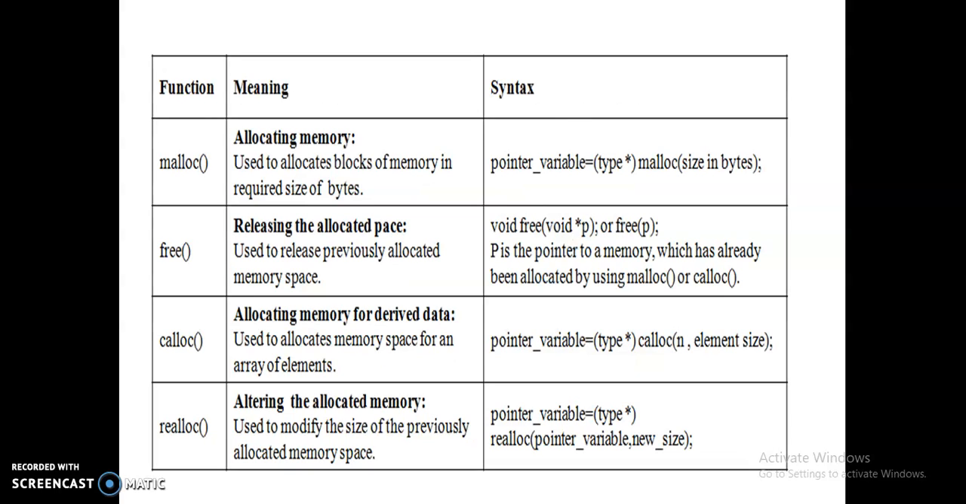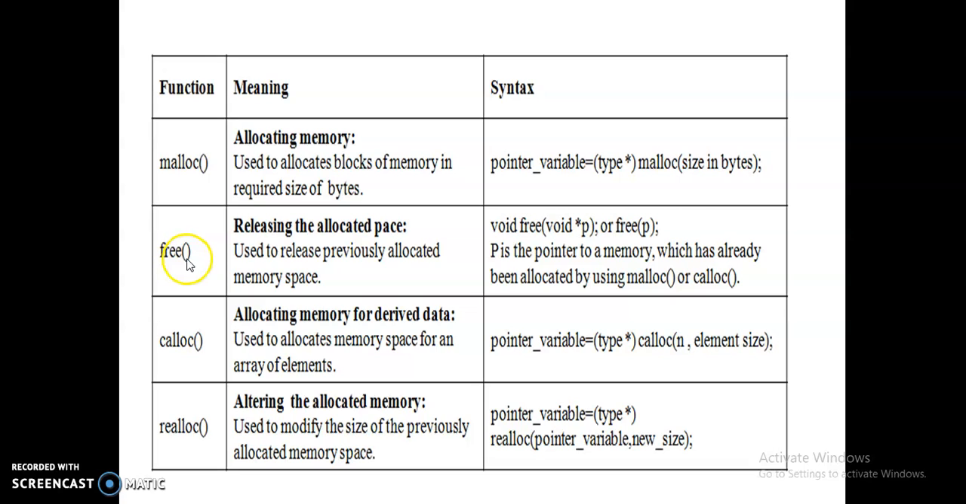So these are the 4 dynamic memory allocation functions. The first one is malloc, allocating memory, used to allocate a block of memory of the required size in bytes. This is the syntax given here: pointer variable is equal to type malloc size in bytes. You have to allocate memory as per the rules of the syntax.